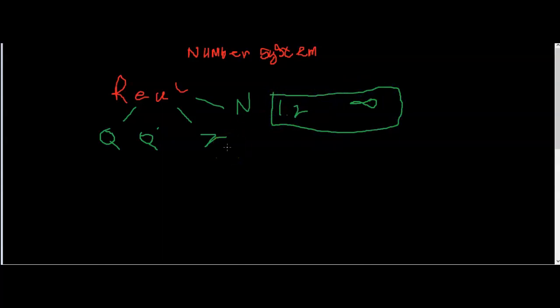Now, integers, on the other hand, are numbers that can be negative or positive, but they're whole numbers, right? They're not fractions, they're whole numbers. So, for example, -1, 0, 1, 2, to positive infinity, and also to negative infinity, because it doesn't include decimals. It goes on and on. So, these are integers, right?